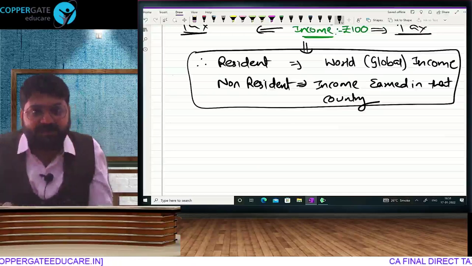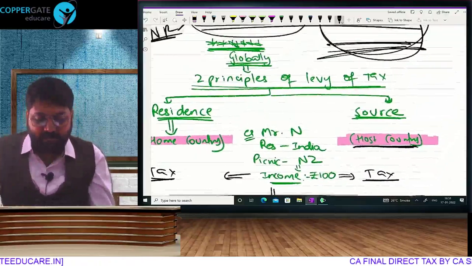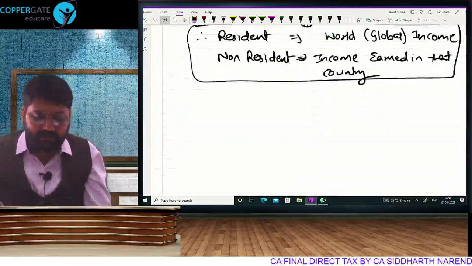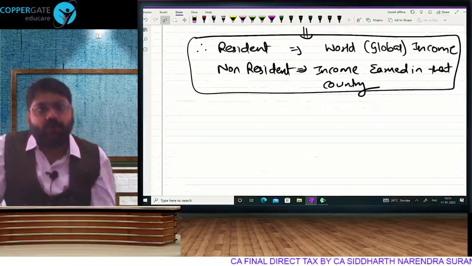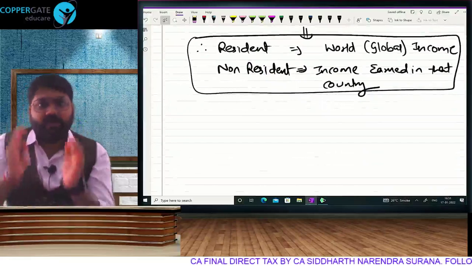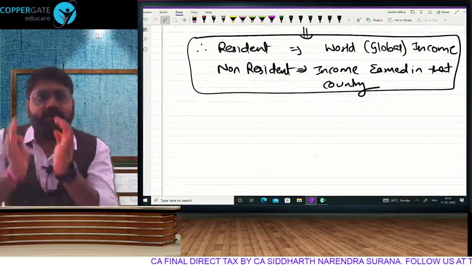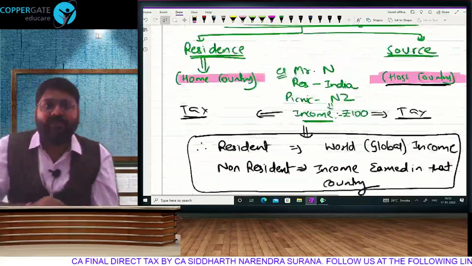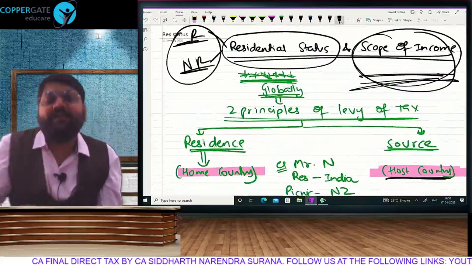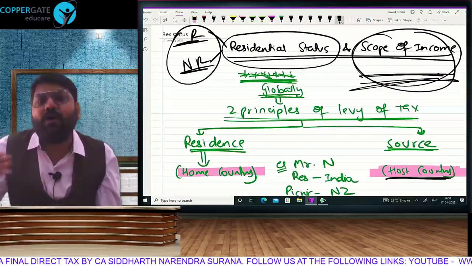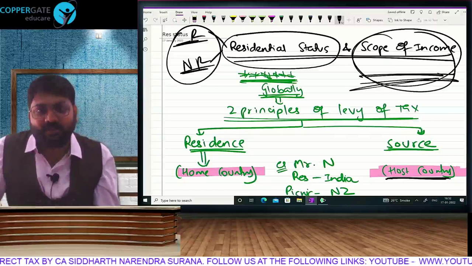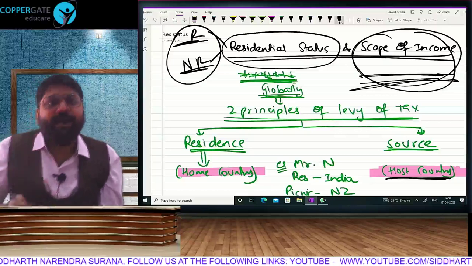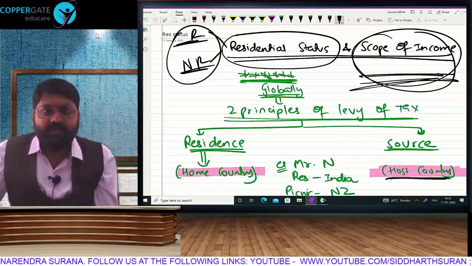This chapter, if you observe the name of the chapter carefully, what is the name of the chapter? Residential status and scope of income. What is scope of income? This, what is in front of you on the frame right now. Resident, world income; non-resident, Indian income. But for learning that scope of income, you will have to first learn this. Unless and until you know the meaning of resident and non-resident, how are you going to be able to learn the scope of income? That is not possible. So we will learn the chapter in two parts. Part 1, residential status, and part 2, scope of total income.